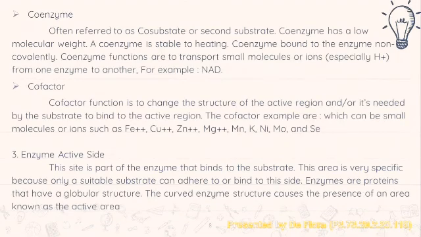The third is enzyme active site. The active site is the part of the enzyme that binds the substrate. This area is very specific because only a suitable substrate can adhere to or bind to the site. Enzymes are proteins that have a globular structure. The curved enzyme structure causes the presence of an area known as the active area.